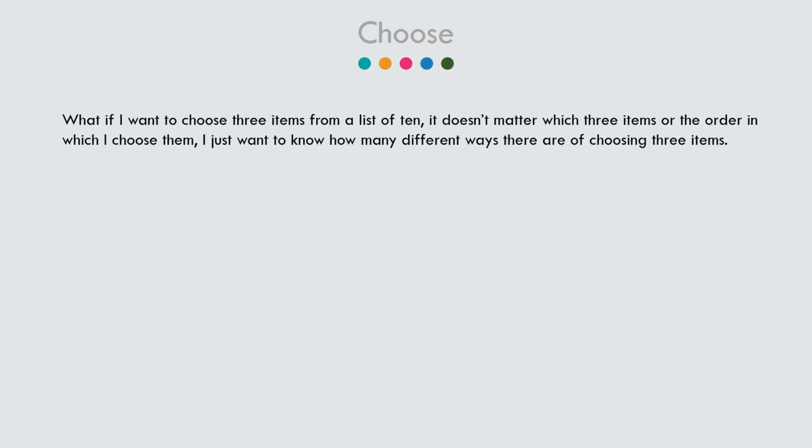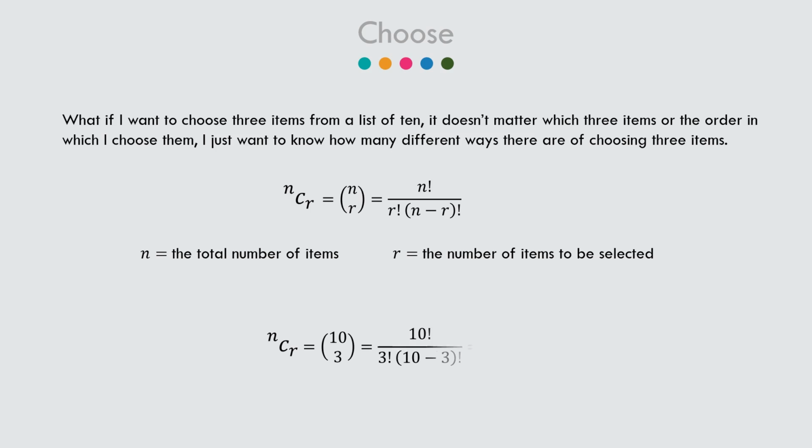Now let's take a look at choose. What if I want to choose 3 items from a list of 10? It doesn't matter which 3 items or the order in which I choose them. I just want to know how many different ways there are of choosing 3 items. To do this, I can use a formula called nCr. It may look complicated at first, but all you need to use are the values for the total number of items and the number of items that you want to choose. In this example, n equals 10 and r equals 3. If you substitute these values into the formula, you obtain the answer 120. This means that there are 120 different ways of choosing 3 items out of 10.